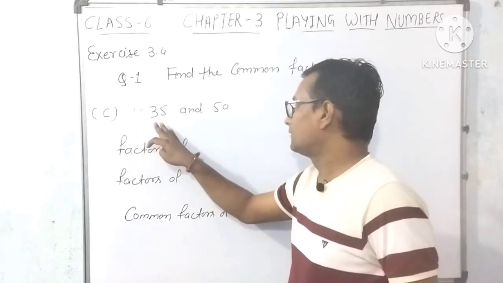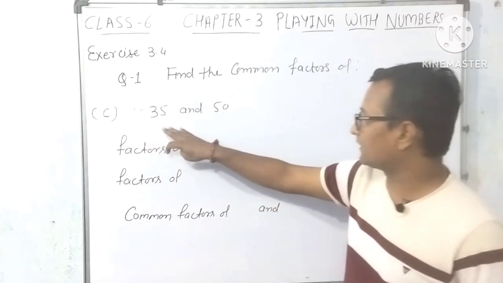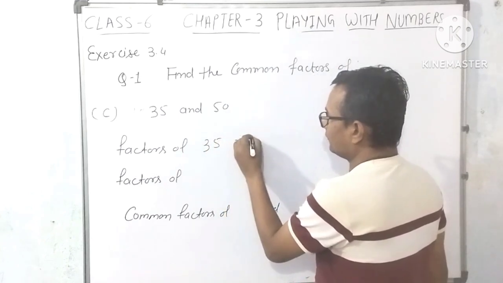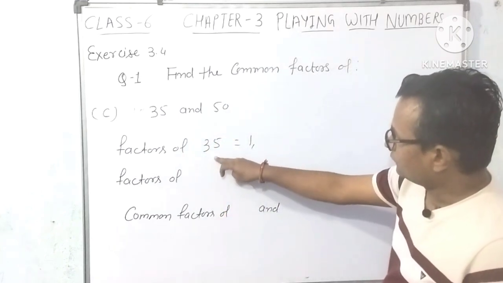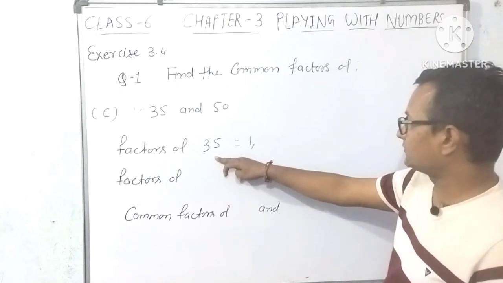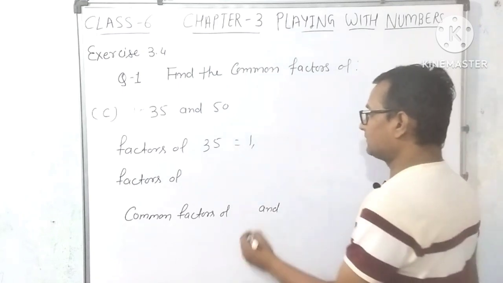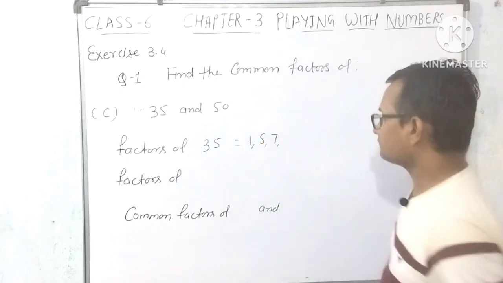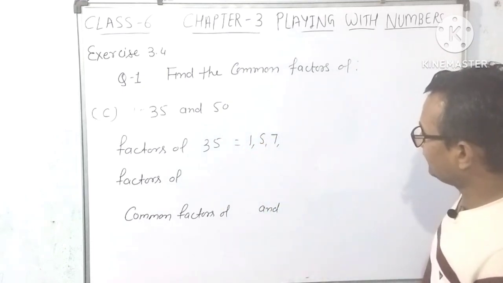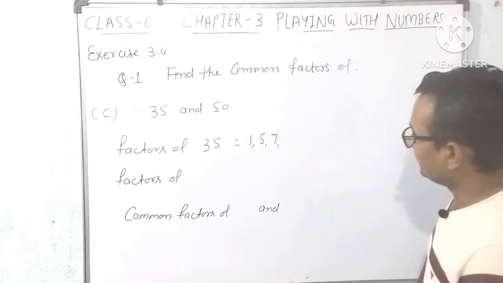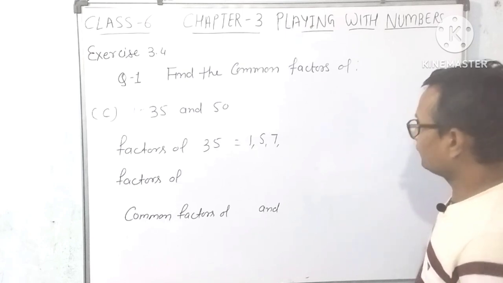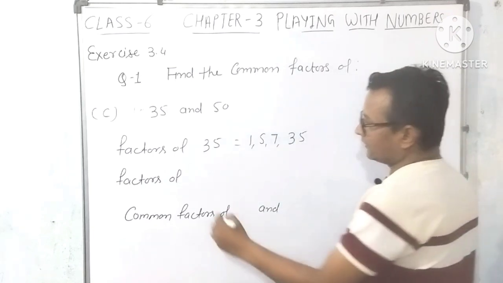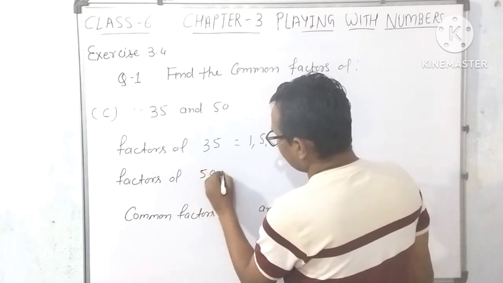Then see 35 and 50. Find out the factors of 35 and 50. So factors of 35 are 1, 2 not possible, 3 is also not possible, 4 not possible, 5 sevens are 35. So 5 and 7. Then 8, 9, 10 up to 16, 2 sixteens are 32, not possible, then the last factor is 35.